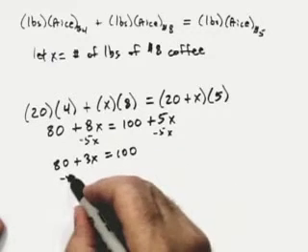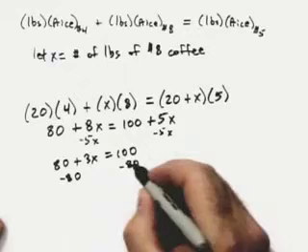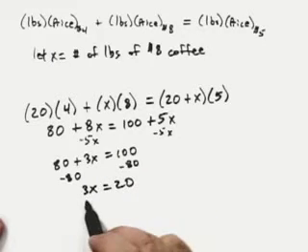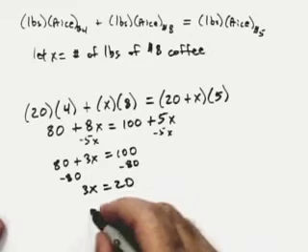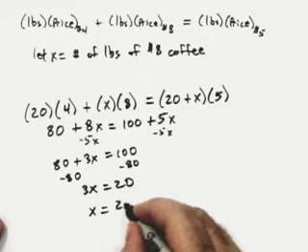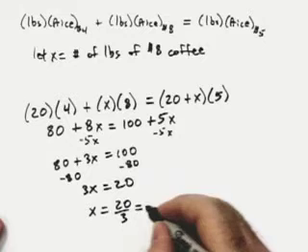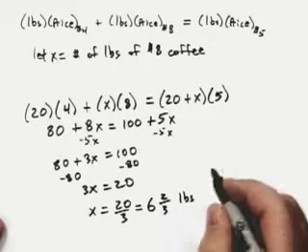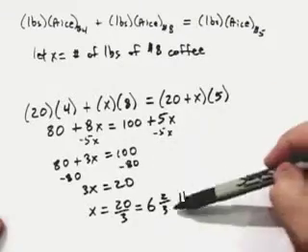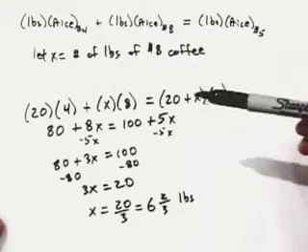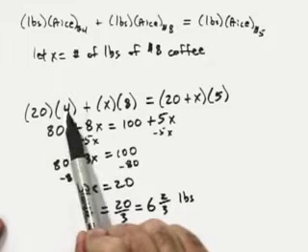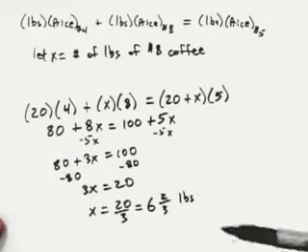We'll subtract 80 from both sides. So we'll have 3x is equal to 20. Our last step will be to divide both sides by 3. We'll get x is equal to 20/3, or as a mixed number, we'd write 6 2/3 pounds. So we need to add 6 2/3 pounds of the $8 per pound coffee to the original 20 pounds of the $4 per pound coffee to make our mixture.